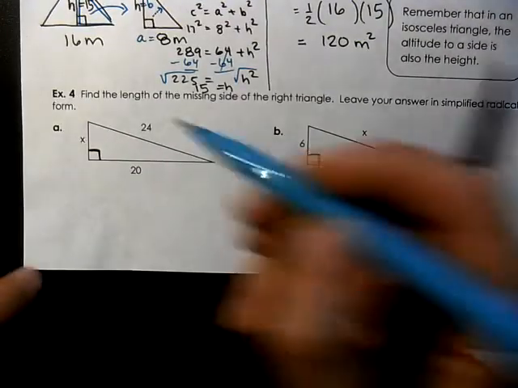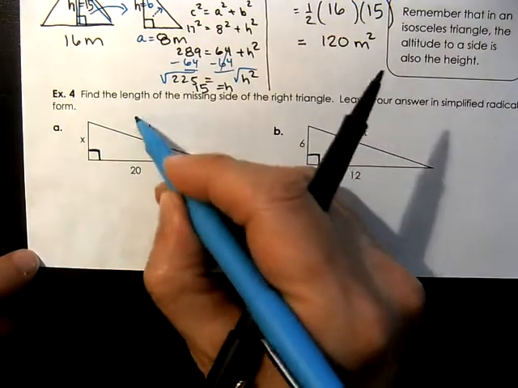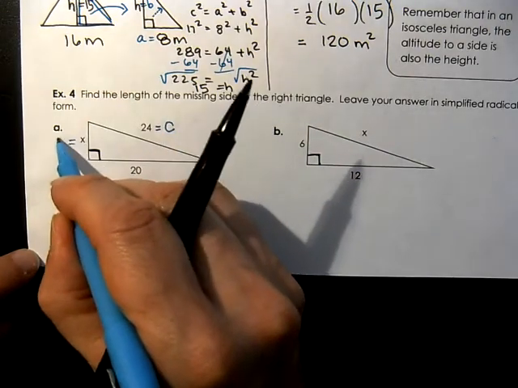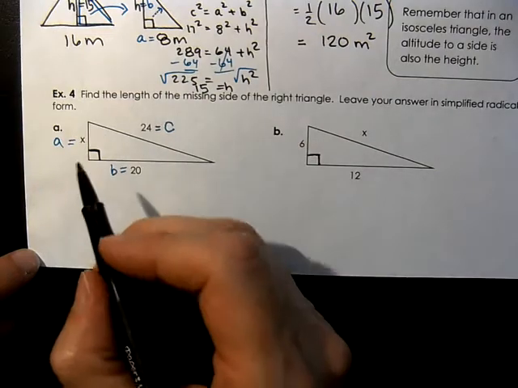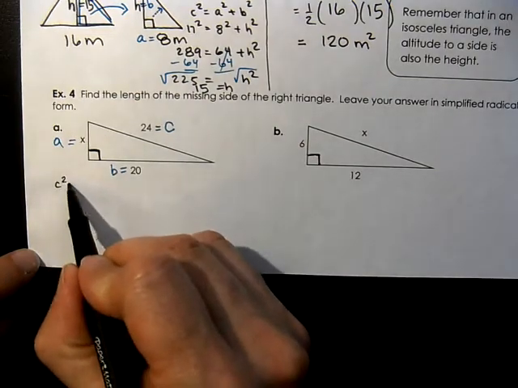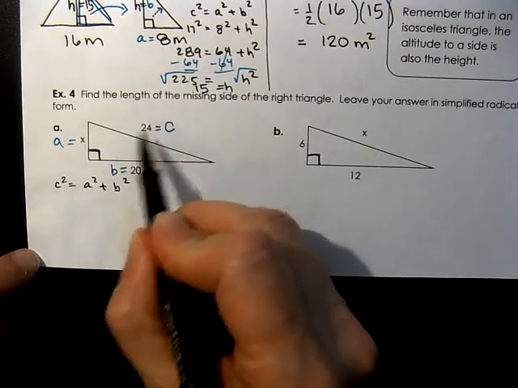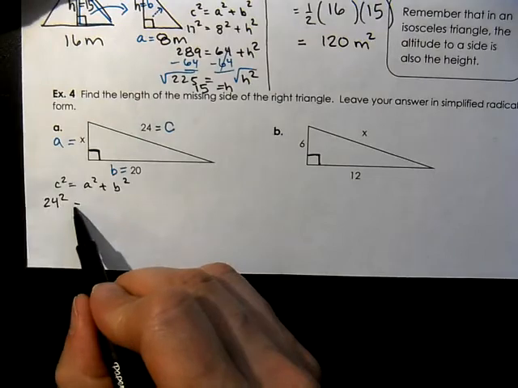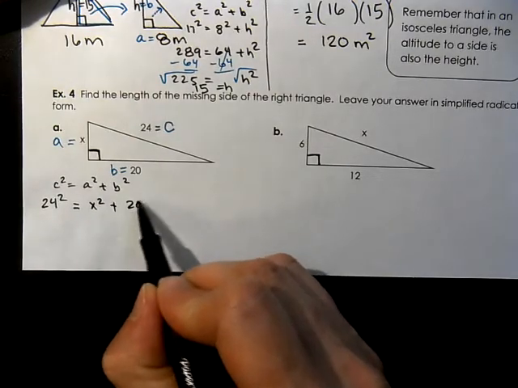For part A, first I find my right angle. Opposite that is the 24, that's the hypotenuse. We assign that the C. The A and the B get set on the other two legs. Let's set up our formula. C squared equals A squared plus B squared. My C again is 24, so 24 squared equals x squared plus 20 squared.